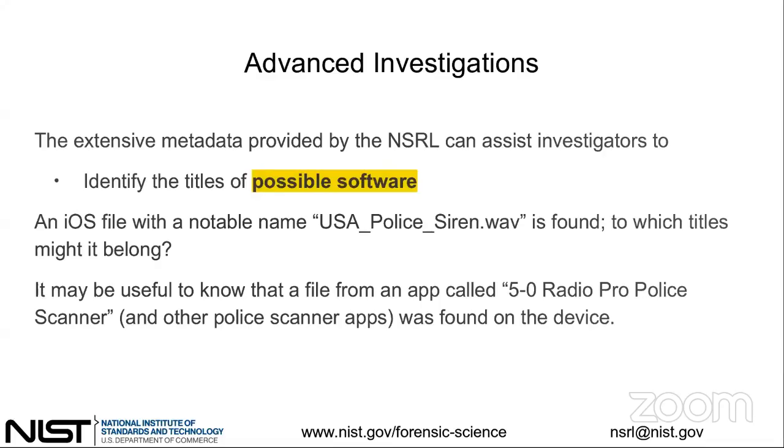So one of the things we can do is actually identify the titles of possible software. So let's say you're investigating an iOS device and you find there's a file called usapolicesiren.wave. Why would someone have an audio file of a police siren on an iOS device? Don't know, but it might be useful to know that a file from an app called 50 Radio Pro Police Scanner is that particular file, and that was found on the device. Interesting that someone has an iOS device with a police scanner on it.